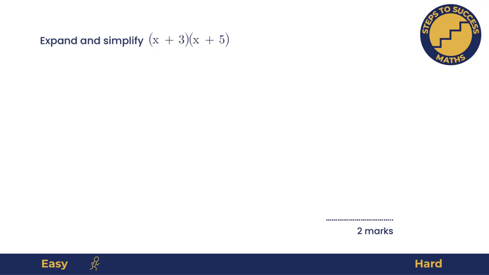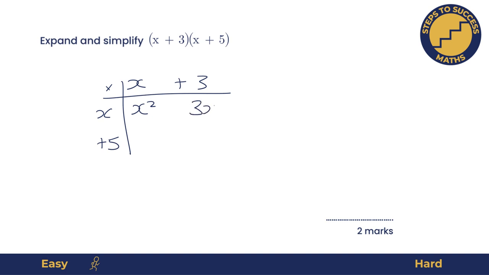Expand and simplify. Bracket x plus 3, bracket x plus 5. To do this, I'm going to use a multiplication grid, like this. x plus 3 and x plus 5. Then I'm going to multiply each one in turn. x times x, x squared. x times 3, plus 3x. I like to put the plus in there to say it's positive. 5 times x, plus 5x, and 3 times 5, 15.